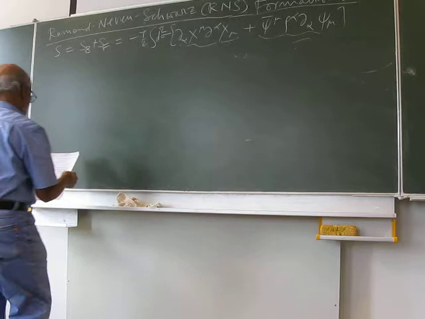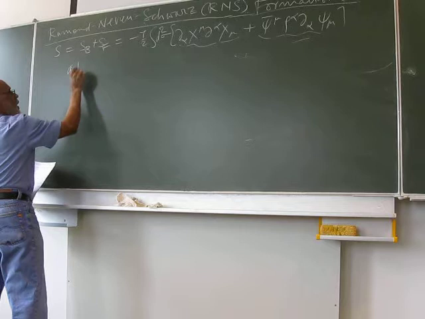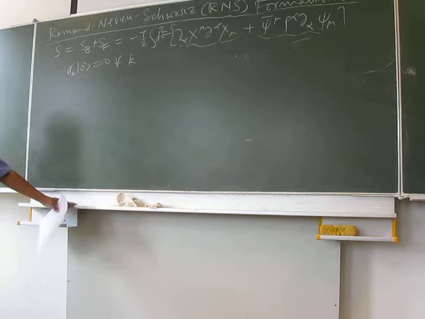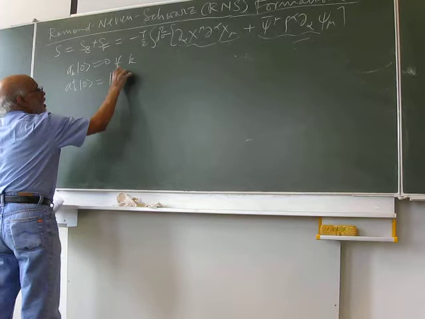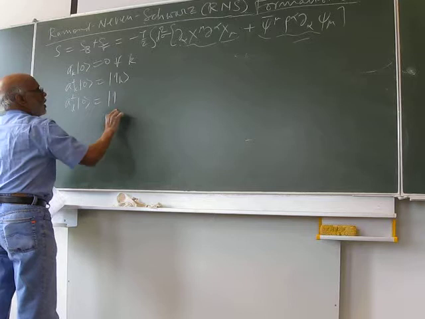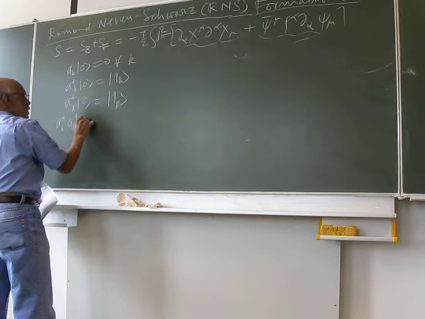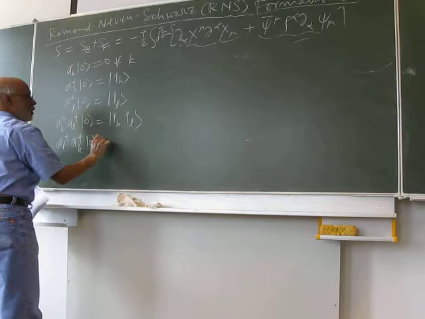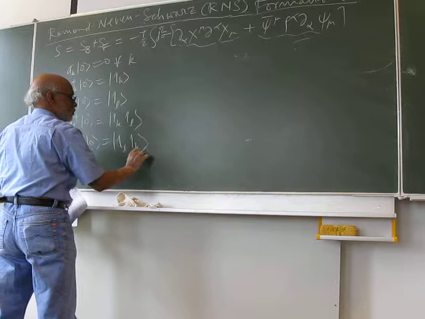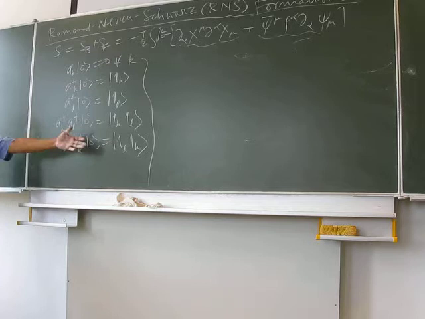So the vacuum state you again define by a_k|0> = 0 for all k. So the definition of the vacuum stays the same. The definition of the creation operator a_k dagger stays the same, and the construction of the higher energy states also proceeds exactly the same way as before.